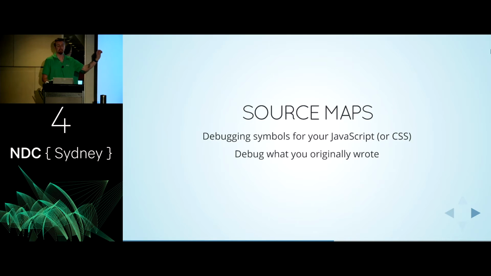We want to be able to debug that original set of code, and that's the point of source maps and multi-level source maps. Essentially, they're like PDBs for JavaScript and CSS. So from a .NET analogy, they're what your PDB would be.